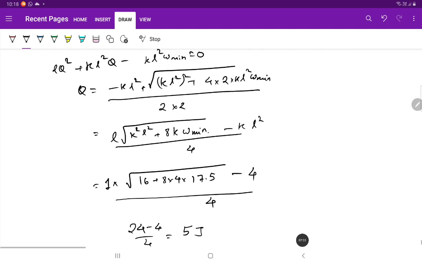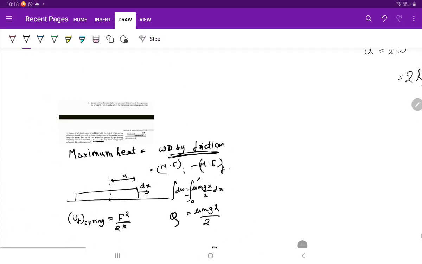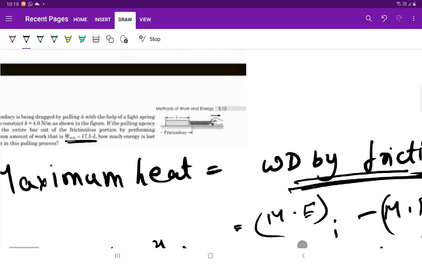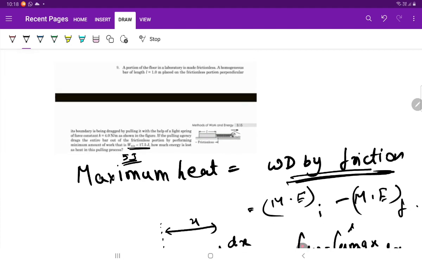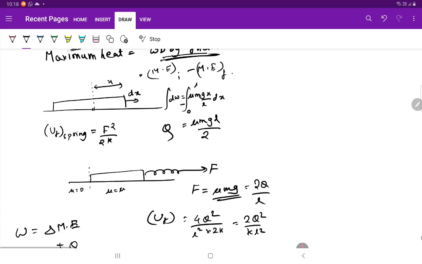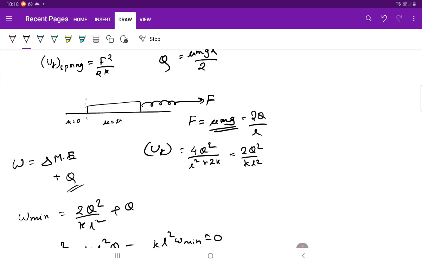So thus, in the whole process, the total loss in the form of heat energy is 5 joules, and that's the answer. So today's video is this much.